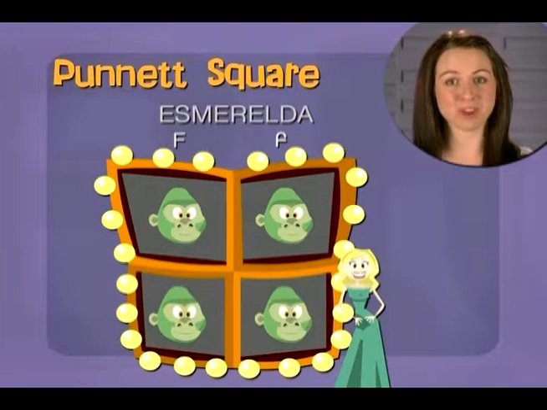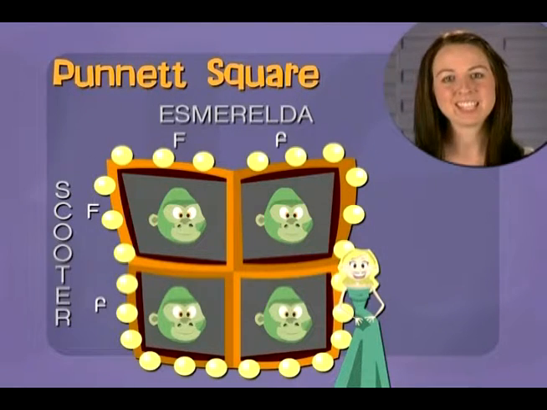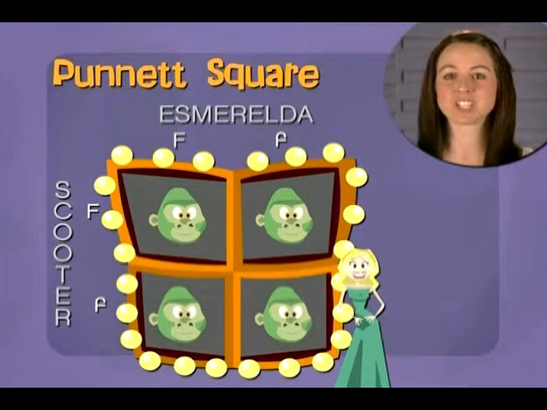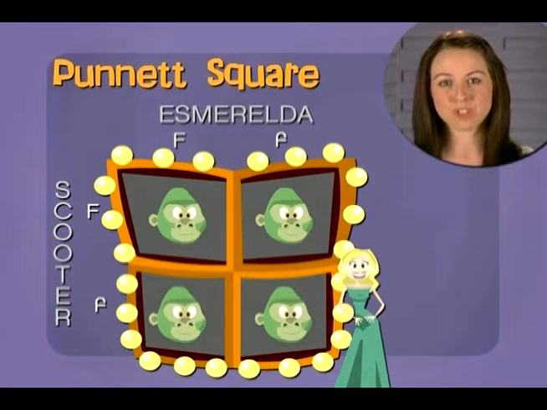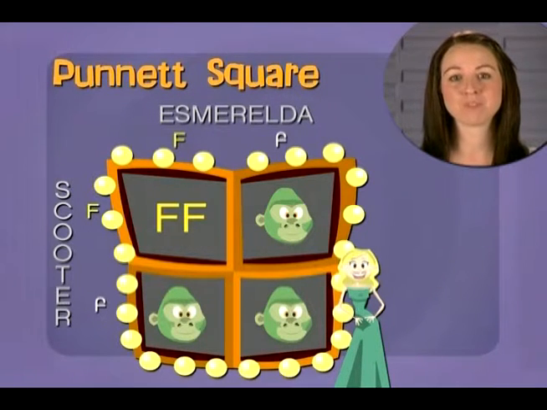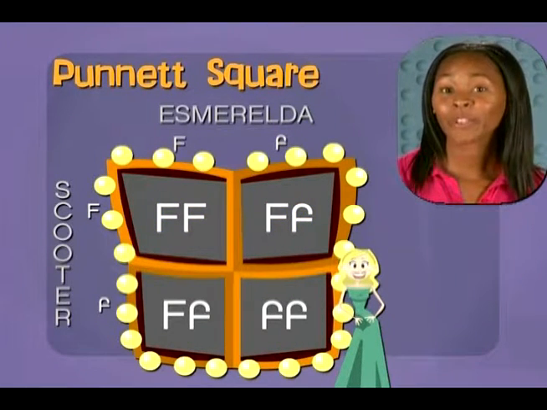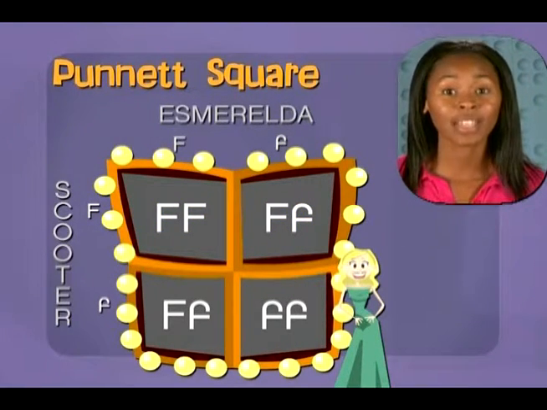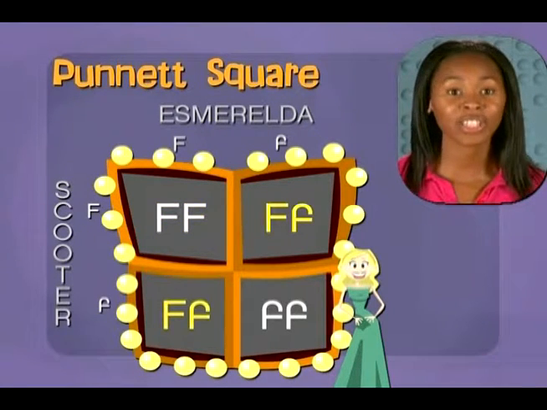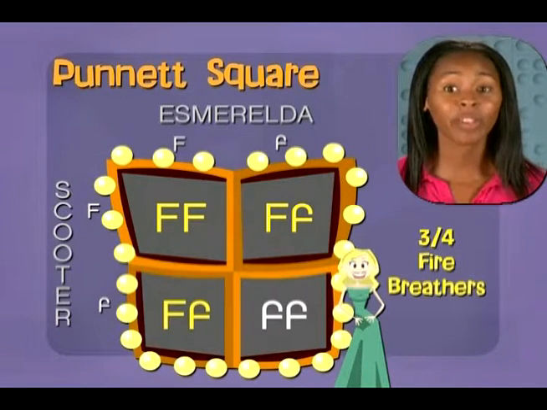Our little dragon, Esmeralda, is heterozygous, so she can contribute either a dominant F or a recessive f to a potential offspring. Our other F1 dragon monkey, Scooter, can make sperm that also have either a dominant F or a recessive f. So, our Punnett square looks like this. Now we just fill in what happens if this sperm fertilizes this egg, and if this sperm fertilizes this egg. This Punnett square depicts the chance of each of these four outcomes. Since the homozygous dominant and heterozygous genotypes are all phenotypically fire breathers, there are 3 out of 4 possible offspring that will be fire breathers.